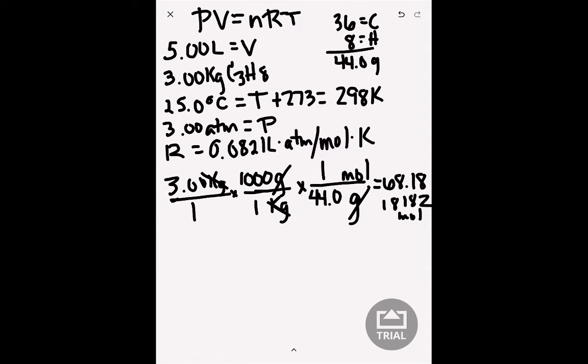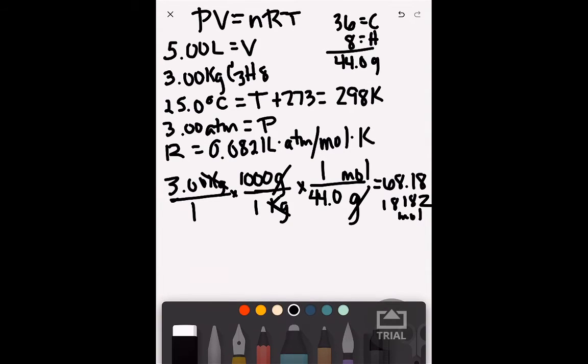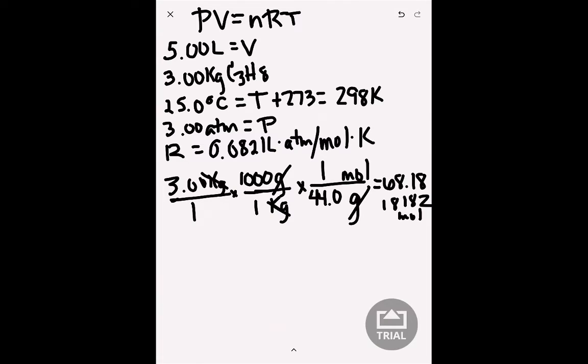So, 3 kilograms of C3H8 is 68.181818 moles, which is my N. Okay, so now we got to substitute in. And we're solving for, what did it ask us we were solving for? Let me go back and look at it again.